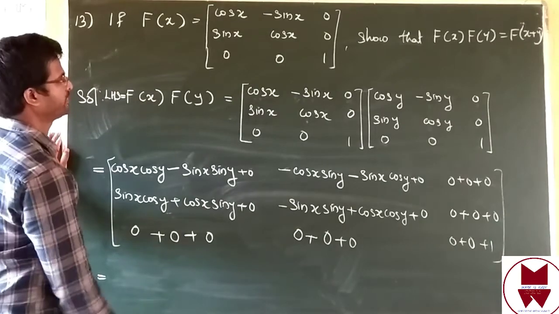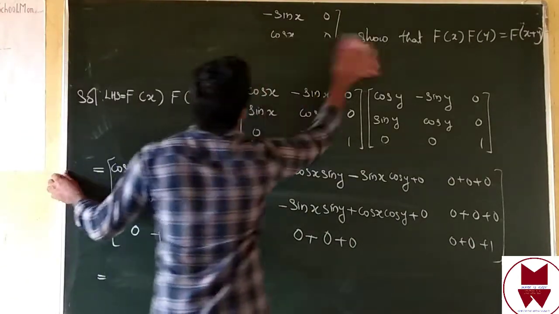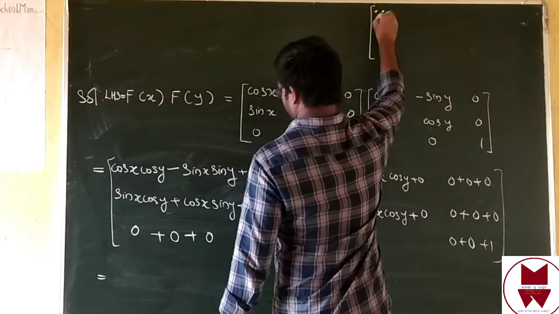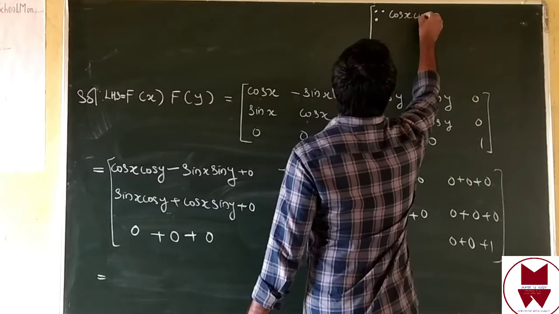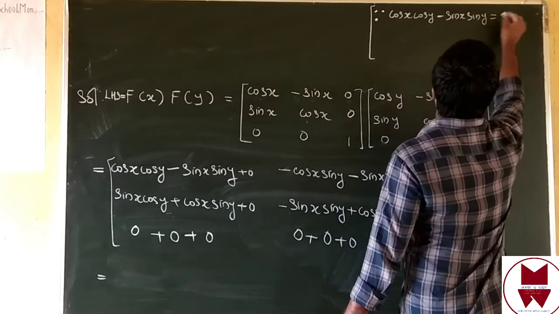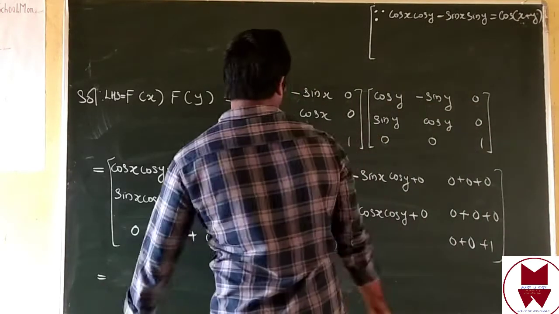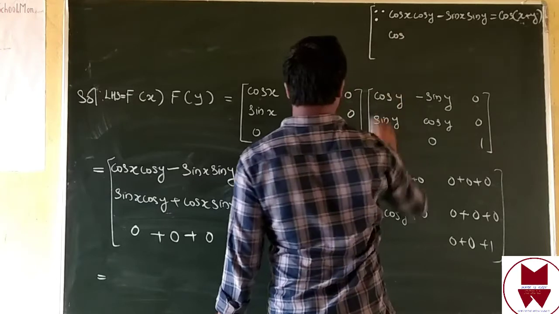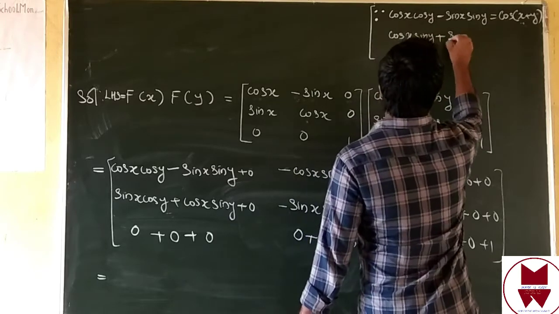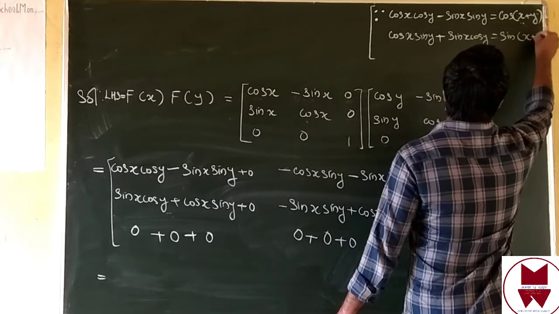Now, cos x cos y minus sin x sin y. Last year, you have studied some formulas. I'm going to write those formulas on one side. See, cos x cos y minus sin x sin y equals cos of x plus y. This is the first formula. Then cos x sin y plus sin x cos y is sin of x plus y. This is the second formula.